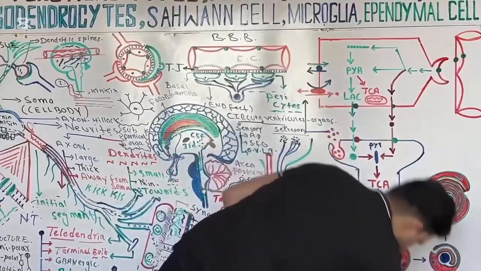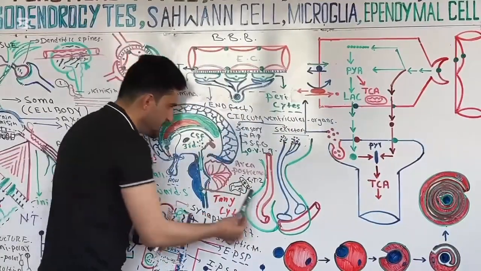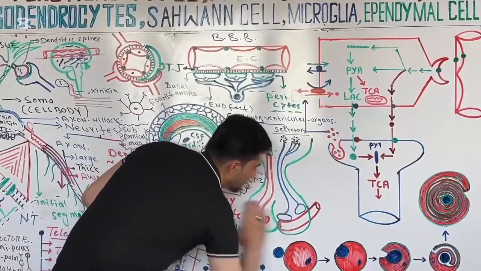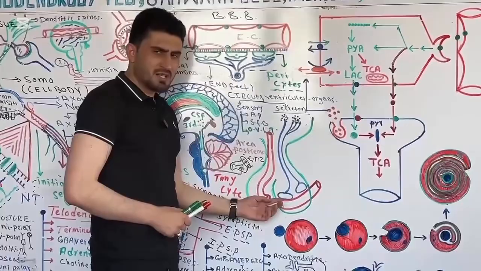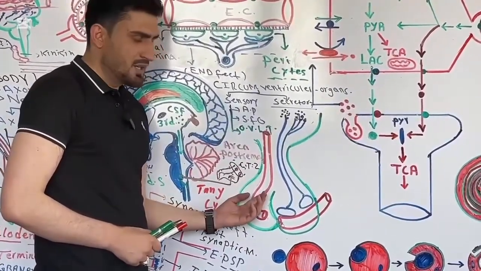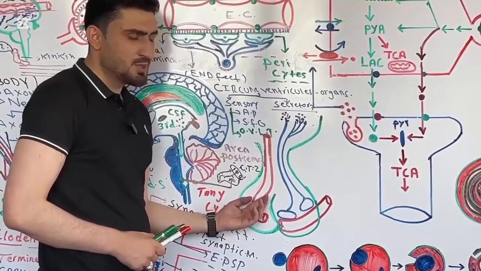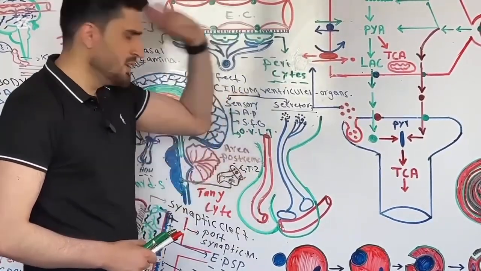Okay. Let me talk about secretory organs. This is the pituitary gland, this is the anterior part, and this is the posterior pituitary gland. The posterior pituitary gland is part of our central nervous system, and the anterior pituitary gland is not part of our central nervous system. We will talk about this in the future.